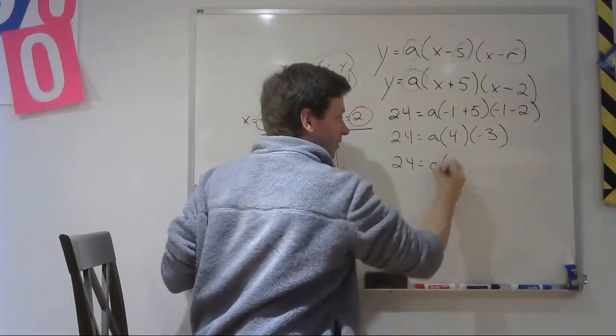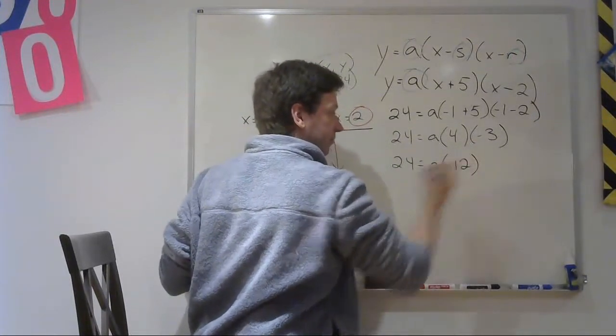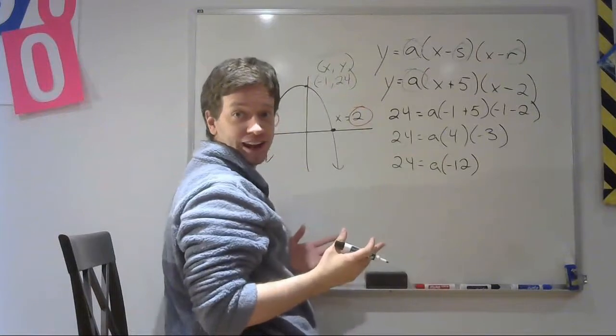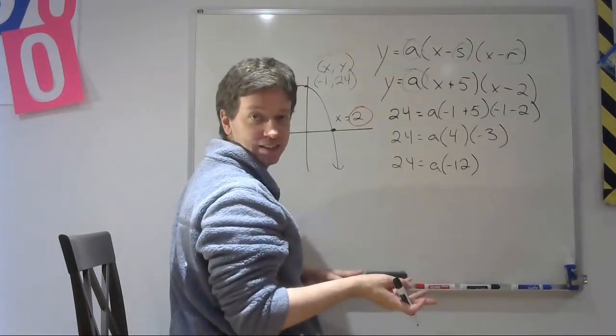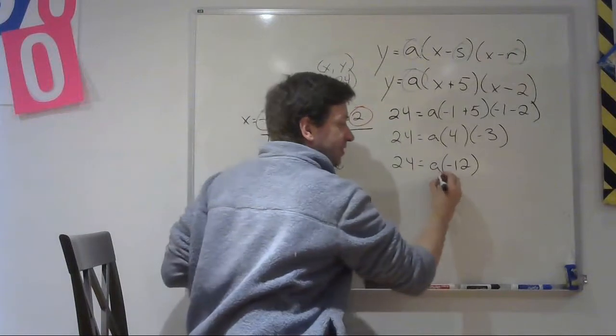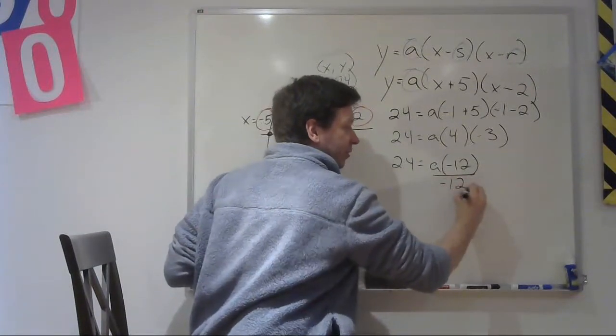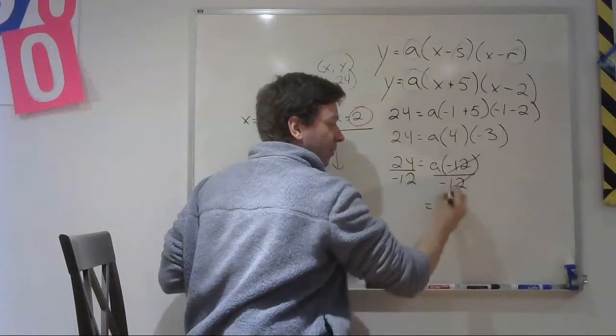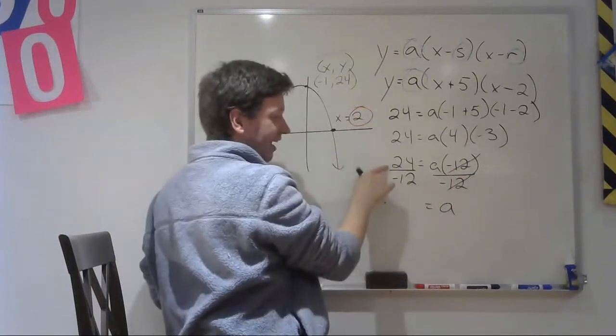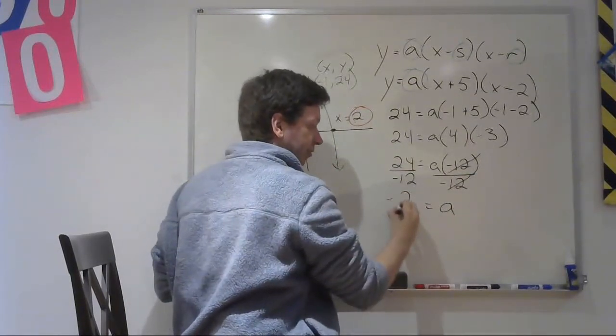4 times -3 is -12. And now solving for a, a is being multiplied by -12, so to undo multiplication, the opposite operation is division. We divide both sides by -12. Those go away, we're left with a, and a equals -2.